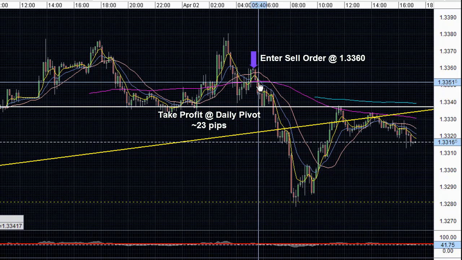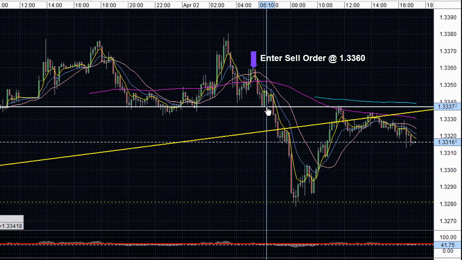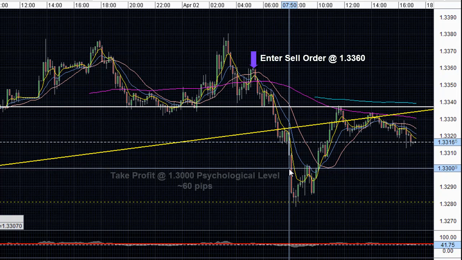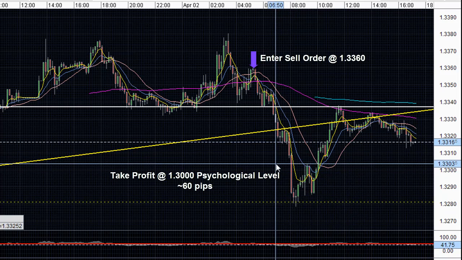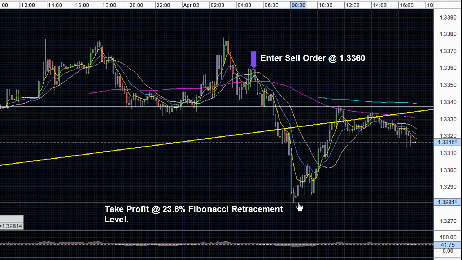But you could have also held out your trade. If you were a little risky, if you wanted to take more risk, you could have held out that position and closed your trade out and took your profit when price had reached our 33.00 psychological level for about a 60 pip trade. Or you could have held it out longer. You could have held it out longer until it reached this 23.6% Fibonacci retracement level at 32.81.